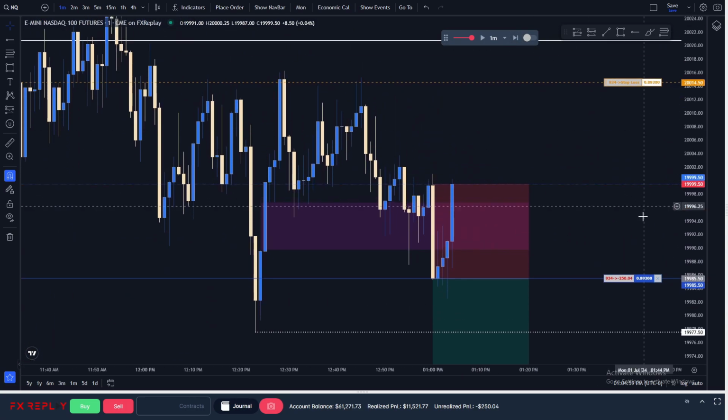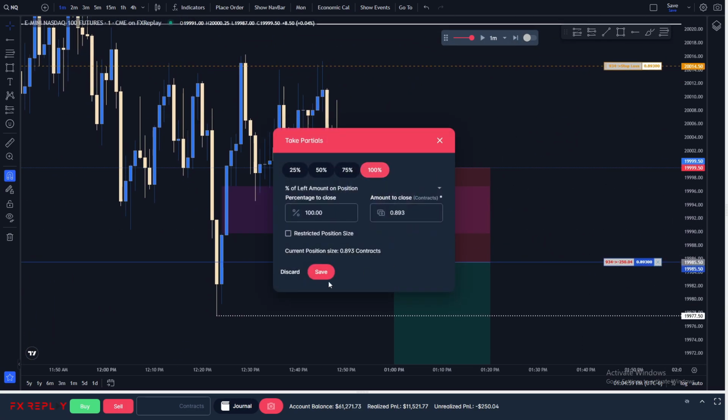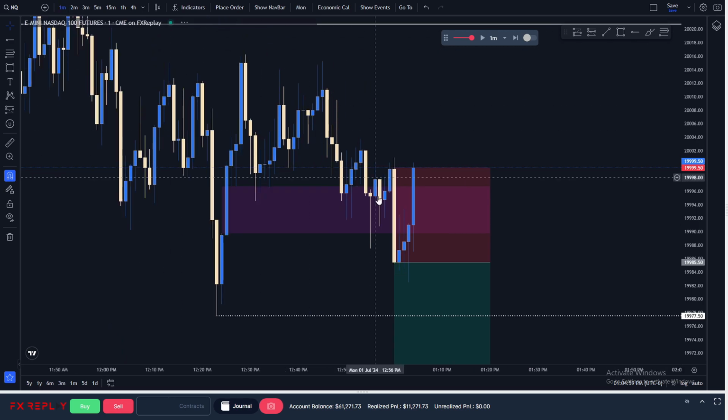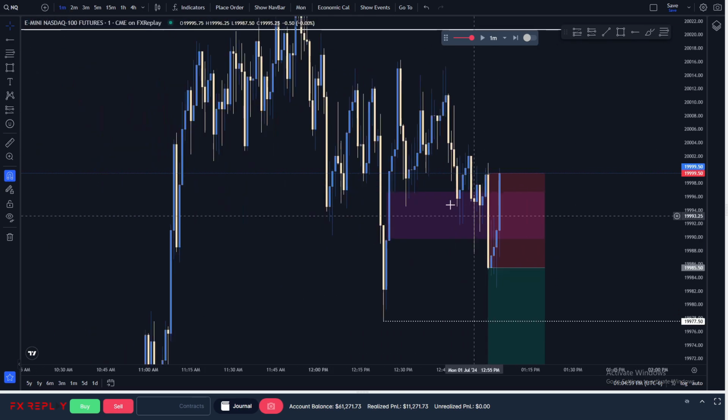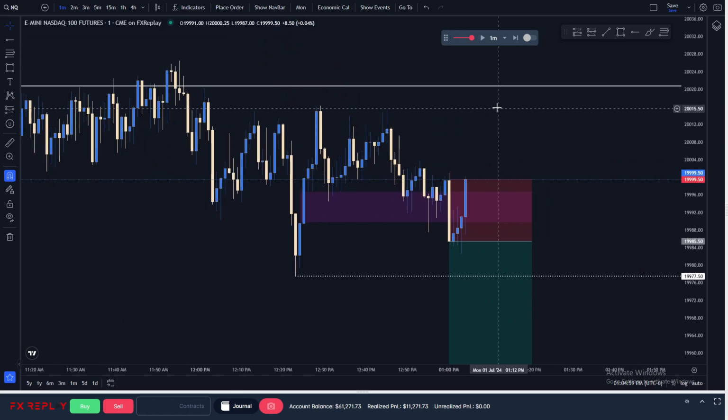Okay, looks like it didn't. It looks like we got another loss. So at this point, I'd be done for the day. I'd be completely done for the day. This is probably like an A trade, a B plus trade, but I was willing to take it just off my personal risk management.